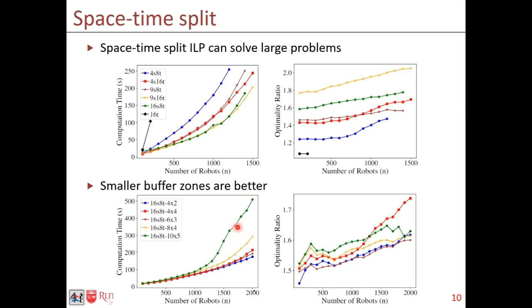And in figure 10, we test different sizes of buffer zone. We use different sizes of rectangular buffer zone from 4 by 2 to 10 by 5. To our surprise, using larger buffer zone, we are worsening the performance in general. The green curve using larger buffer zones has nearly twice the computation time as the blue curve that uses small buffer zones.